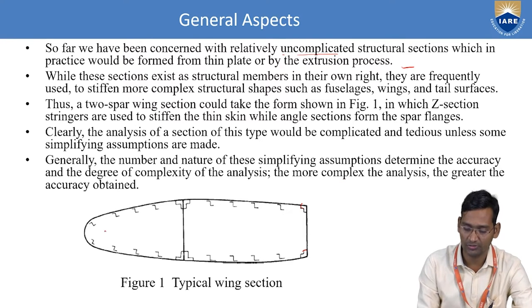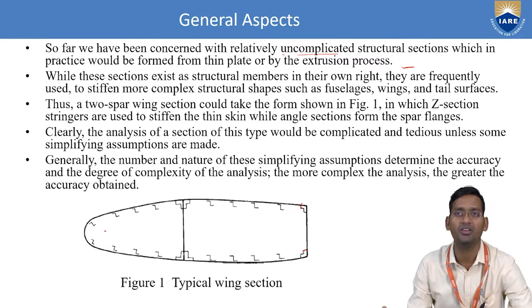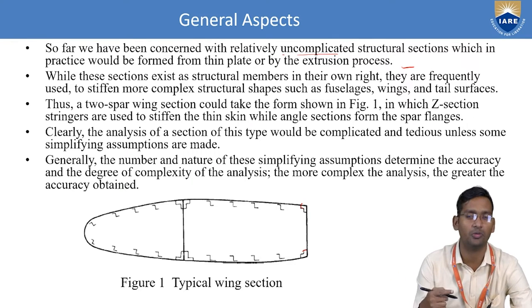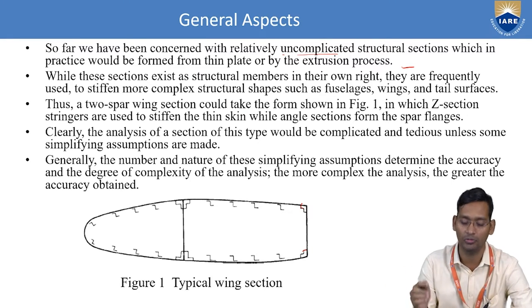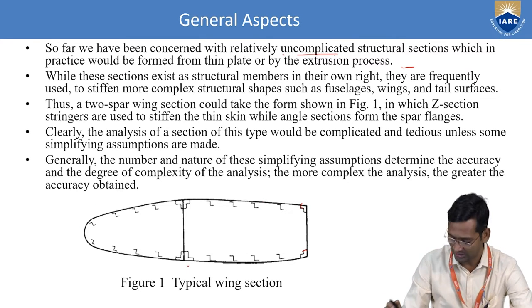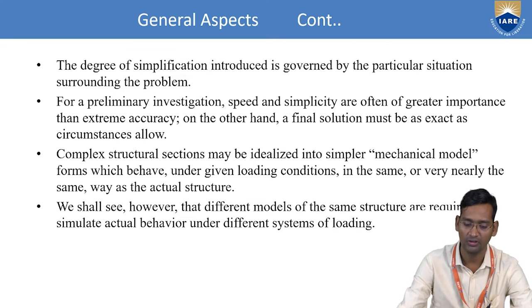So first we will see the general aspects, and then we will go for the second topic, idealization. How to idealize this? Ideal means almost near to the same thing. So after assumptions, we will idealize this structure, and then we will solve for that. Okay, so let's see.